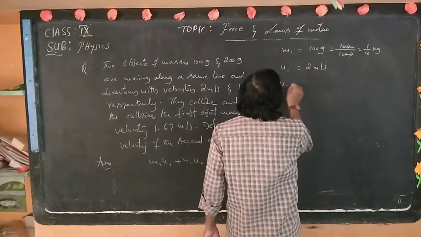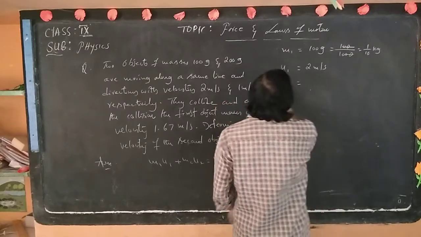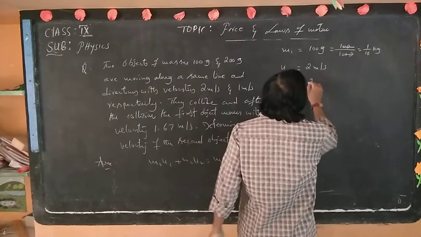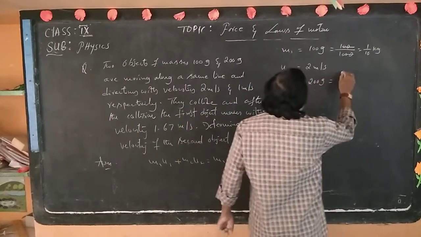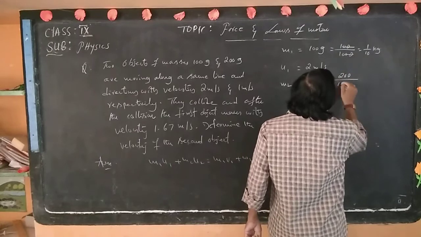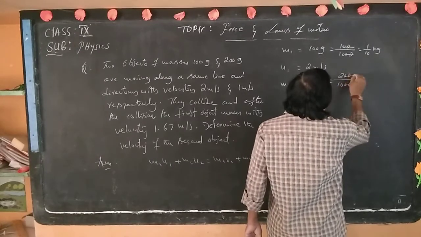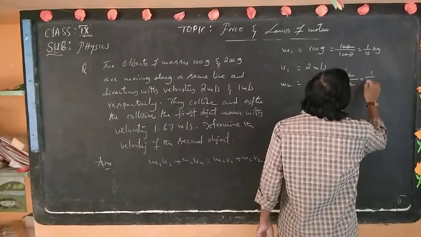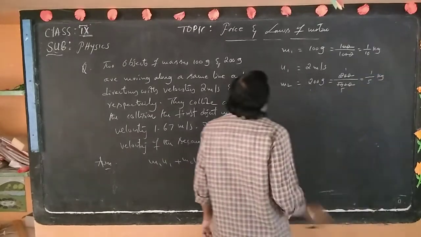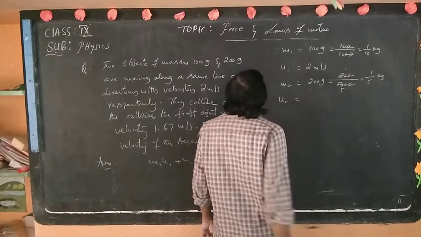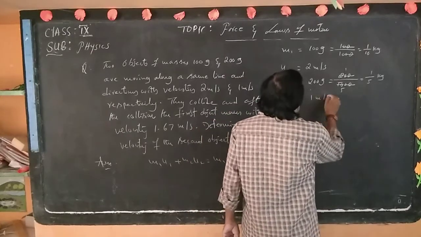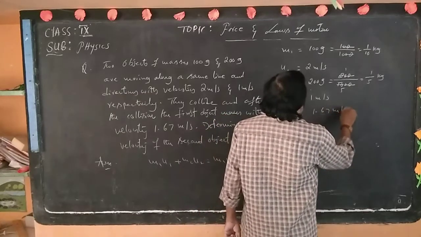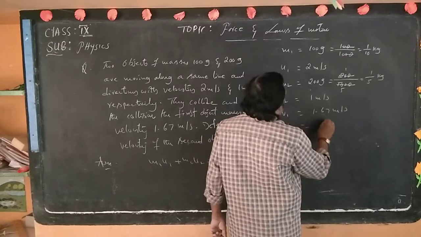And the mass of the other body, m2, is equal to 200 grams. That is 200 by 1000, which is 1 by 5 kilogram. Now u2 is equal to 1 meter per second. Then v1 is given as 1.67 meter per second. Then v2 is equal to how much?